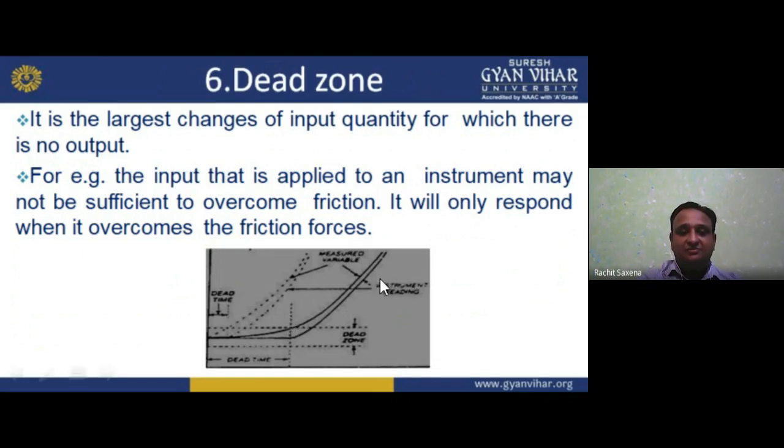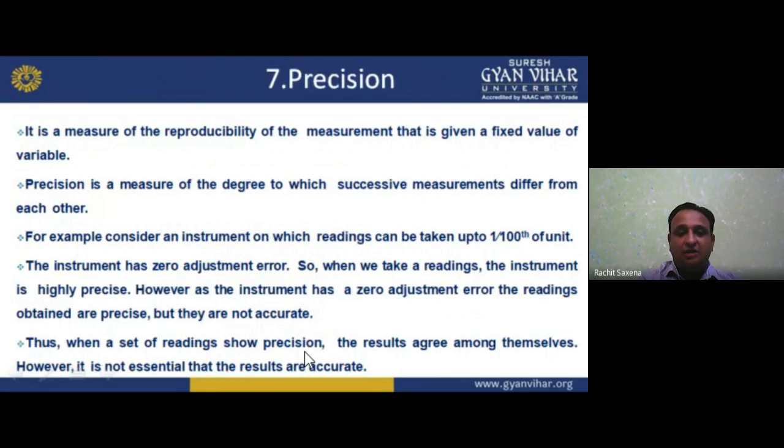So see this, we have the measurement variable, measurement reading, dead zone, dead time. I hope you understand. Now moving forward, that is seventh, precision. I already told you in unit number 1, it is a measure of the reproducibility of the measurement, that is, given a fixed value of a variable.